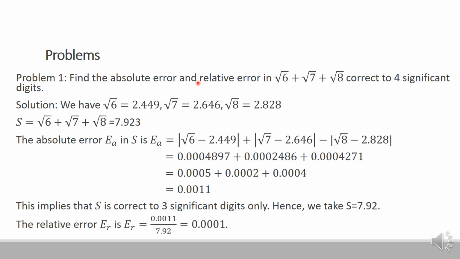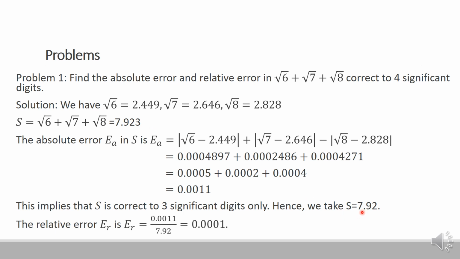Find the absolute error and relative error in root 6 plus root 7 plus root 8 correct to 4 significant digits. So we will retain only up to 4 significant digits for root 6, root 7 and root 8. Find the sum of these, you get it as 7.923. And we will find the absolute error in S, which is the sum of the errors of these three values, where we get it as 0.011. So this means that S is correct only to 3 significant figures.